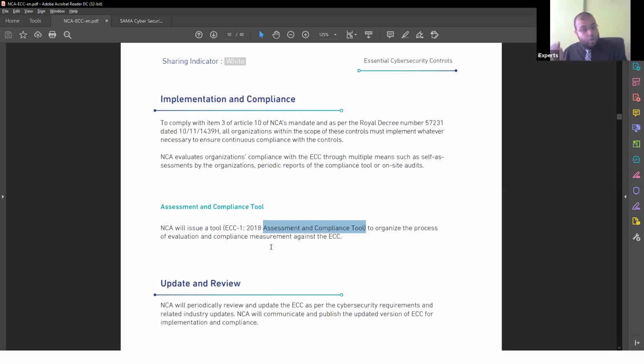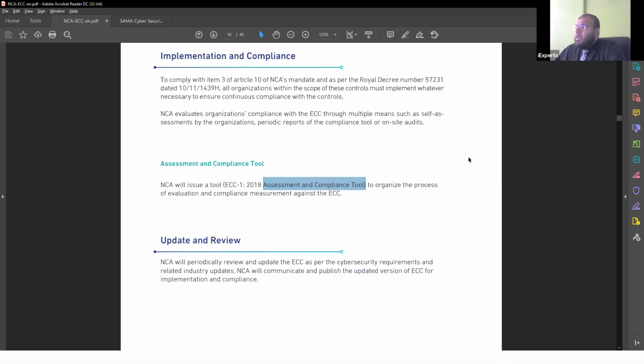You must have good compliance in your hand. You have to manage it well to maintain this compliance. So this is a tool in your hand here. At the end of the day, it was released in 2018. This is why we are saying that NCA is a mandate here.